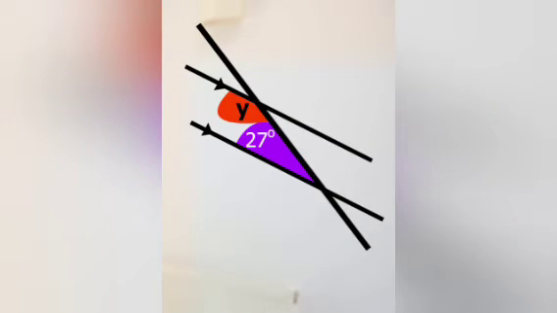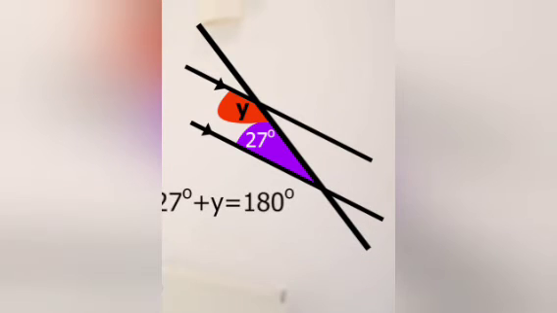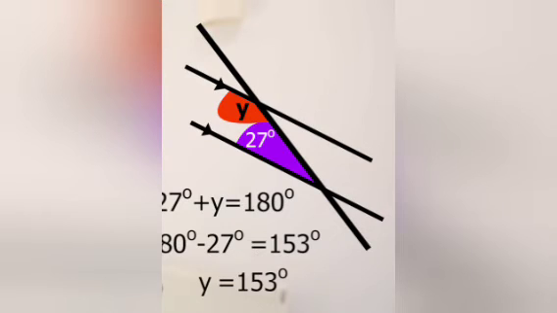Also, in this example, you have been asked to find y. Similarly, these are not corresponding or alternate angles. It is an allied angle. Therefore, y will be equal to 180 minus 27, which is equal to 153 degrees.